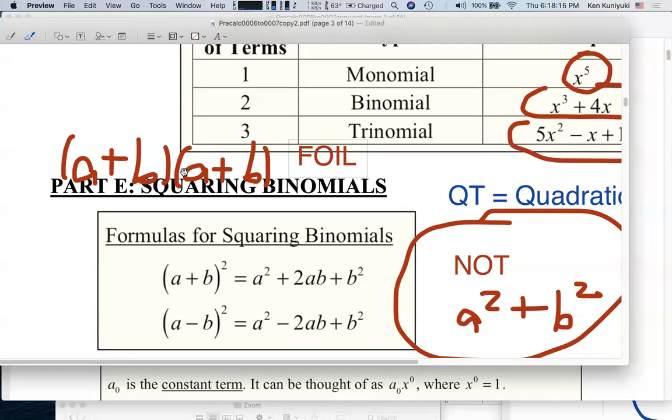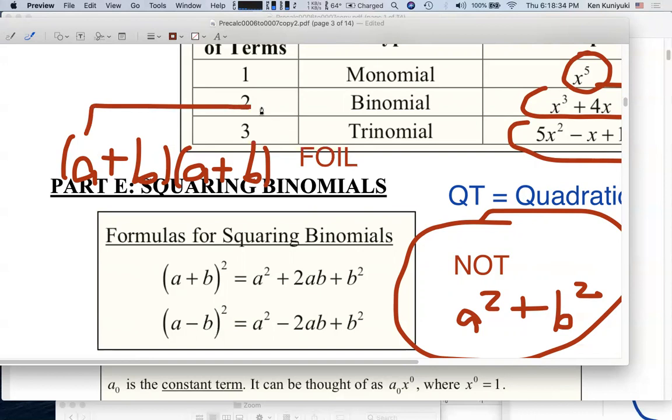And you get a times a is a squared. Over here, b times b is b squared. But don't forget, it's true that a times a, the product of the first terms, is a squared. It's true that b times b, the product of the last terms, the L, is b squared.